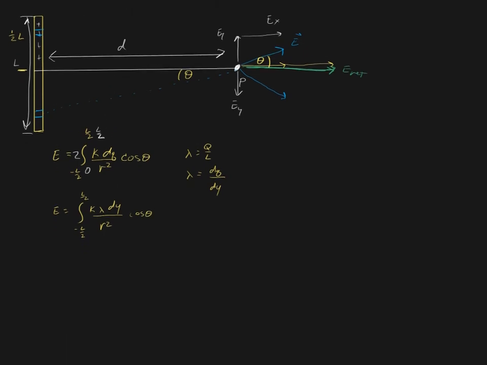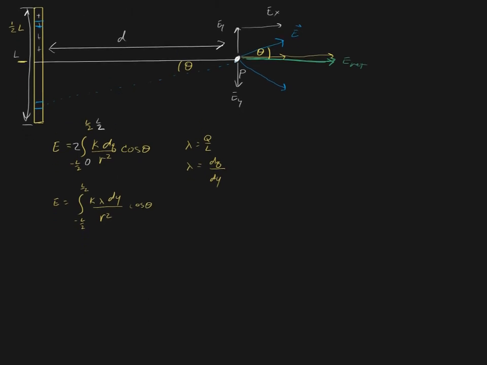Now, in this example, r is not equal to x or y. R is a combination of both, so we can't simplify it down to y squared. And cosine theta is also a problem because you'll notice that as we go from one end of the rod to the other, theta is changing. So if we identify our variables and identify our constants, what we get is this. Let's write our list of variables and constants.